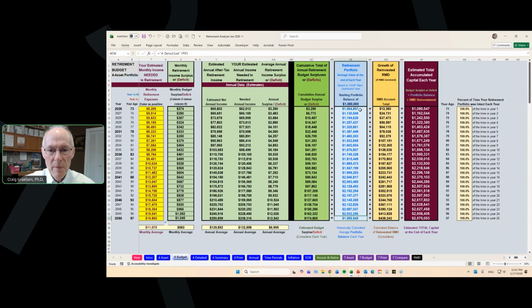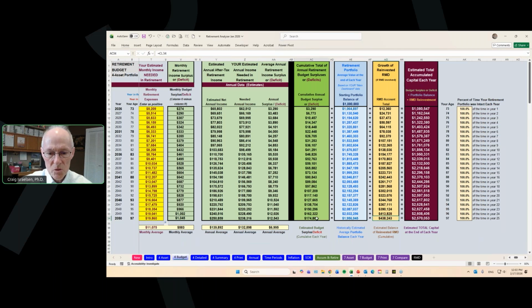Our estimated balance of our retirement portfolio is shown right here. It is growing, and then it starts to taper off right there in year 25. It's starting to show some of the stress of the escalating RMD percentage withdrawal rate. And in this last column, this is the growth of our reinvested RMD. We're going to have a little shy of $500,000 right there in reinvested RMD.